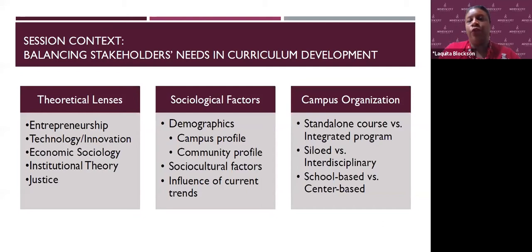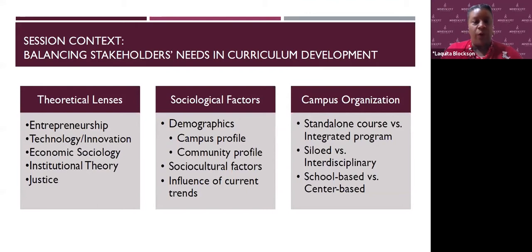So we want to keep those things in mind as we are developing curricula. And then we also have to keep in mind our campus organization. We need to think about to what degree our programs are able to be standalone courses, or are they part of an integrated program? To what degree are our campuses allowing our social innovation programs to be interdisciplinary?